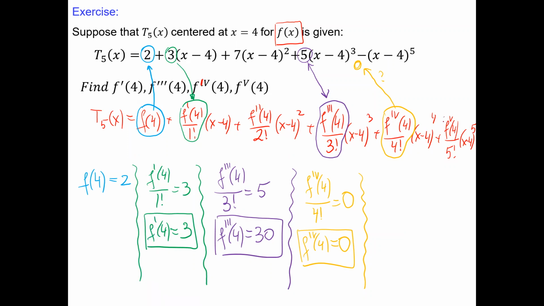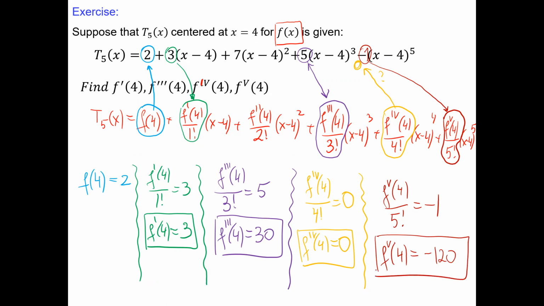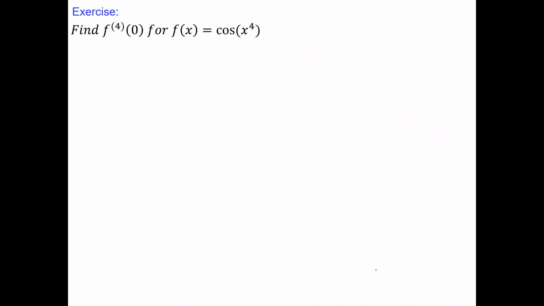Let's say this one. The fifth derivative is included in the coefficient next to x minus 4 to the power of 5, and it's negative 1. That means the fifth derivative at 4 over 5 factorial equals negative 1. Then the fifth derivative at 4 is negative 1 times 5 factorial. I think 5 factorial is 120. Okay, beautiful question.